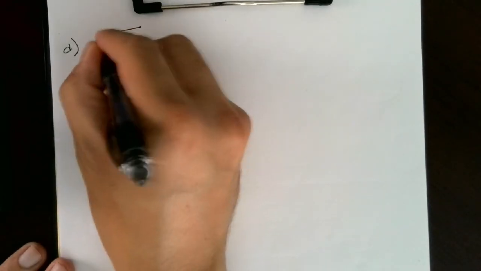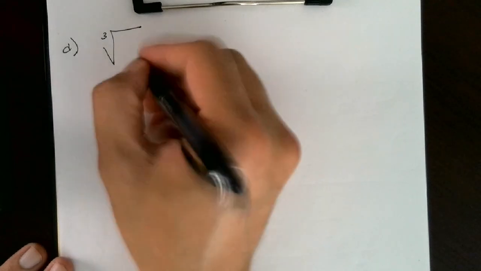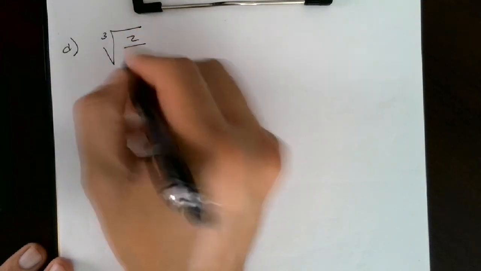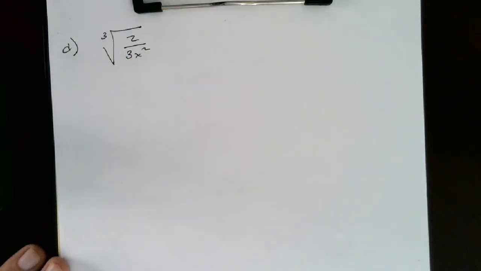Let's just take a look at a couple more. If I was to look at this one here, let's say, if I had the cube root of 2 over 3x squared.